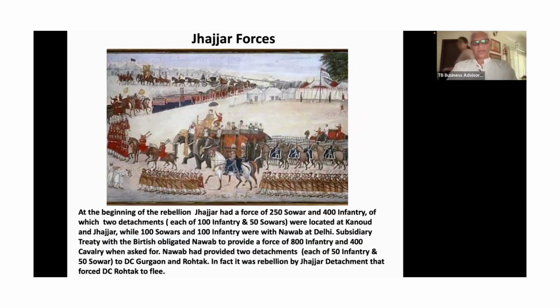As I brought out earlier, at the beginning of the rebellion, Jhajjar had a force of 250 Savars and 400 infantry, which was essentially deployed in securing the Nawab's family and the important treasury locations of Connaught and Jhajjar. Besides that, 2 detachments of 50 Savars and 50 infantry soldiers each were deployed with the DC Gurgaon and DC Rohtak. In fact, it was the rebellion of the Jhajjar detachment which forced the DC Rohtak to run away from Rohtak.